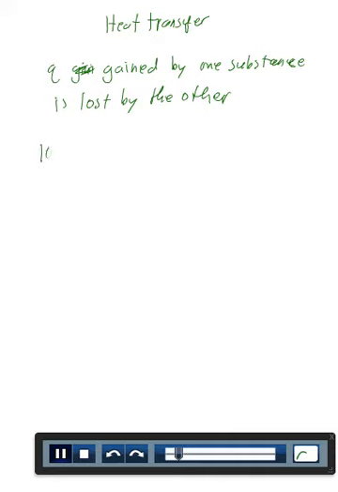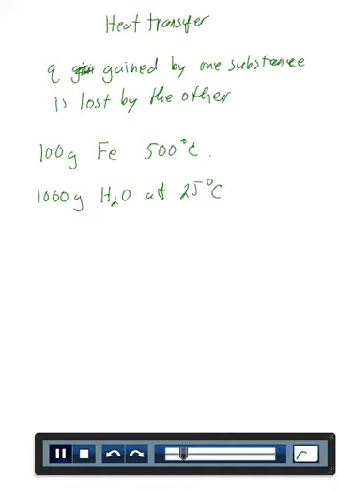So let's say we have 100 grams of iron metal, and say it's pretty hot, say 500 degrees centigrade. We're going to drop this in water. So we drop it in 1,000 grams of water at 25 degrees centigrade. So heat is going to flow from the hot iron into the cooler water.